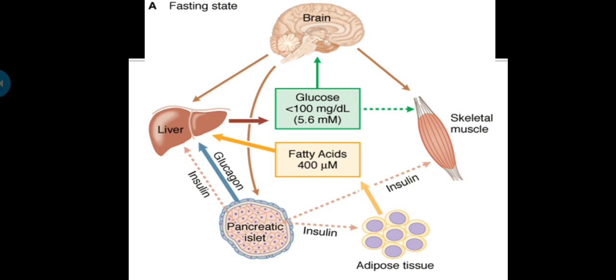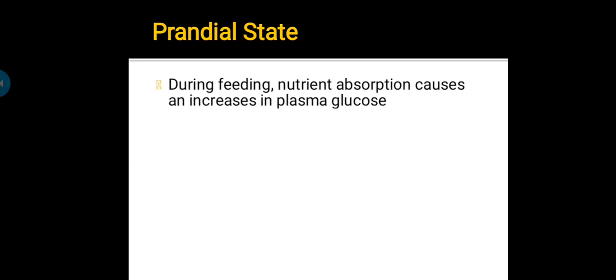So this is the fasting state: there is relative excess in glucagon release, and this glucagon will cause increased glucose delivery to the brain by excess production of glucose in the liver through gluconeogenesis and glycogenolysis, and from the brain there is a signal which causes more glucose delivery to the skeletal muscle also. But in the prandial state, what happens?